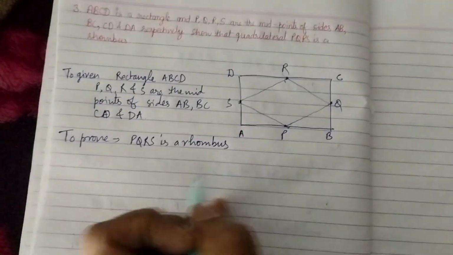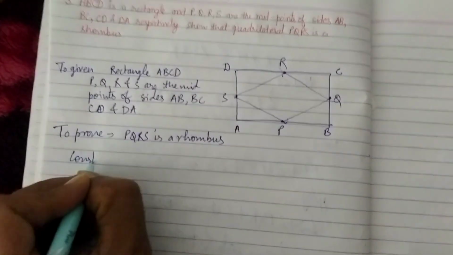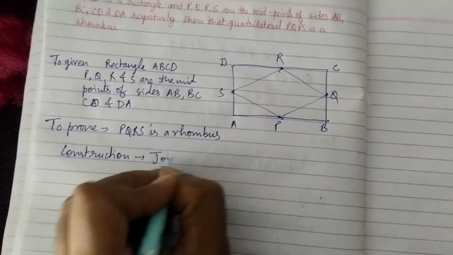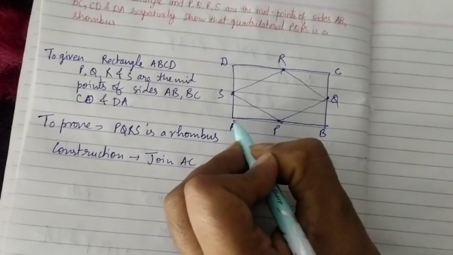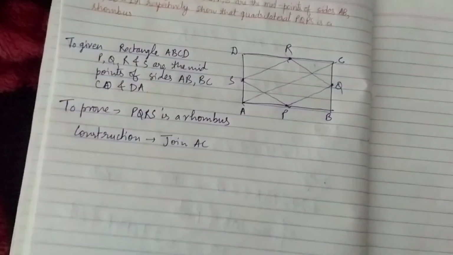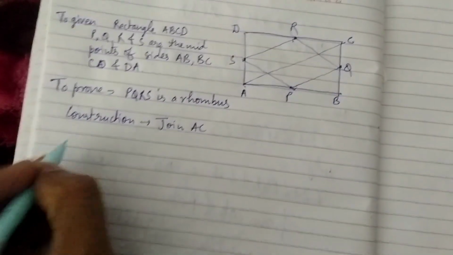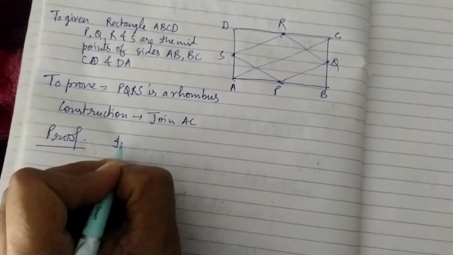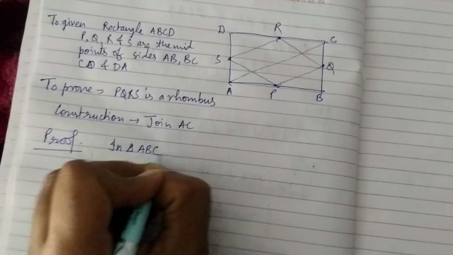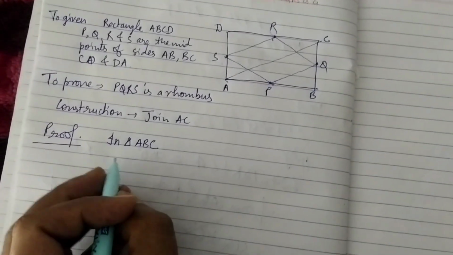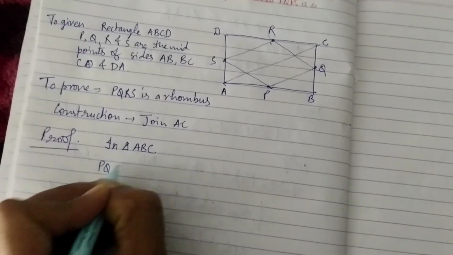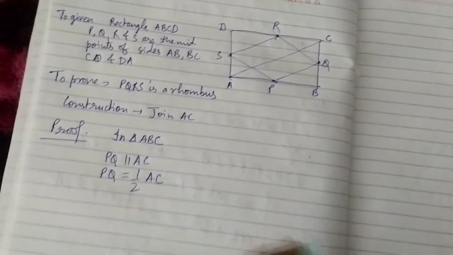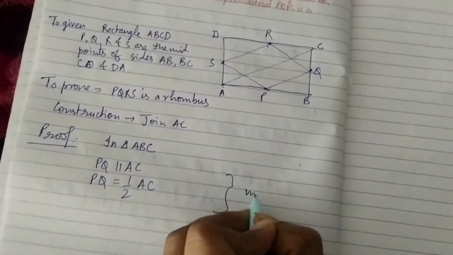And construction. We'll do a construction. Join AC. You will join AC. Okay. Now proof. What will you do? In triangle ABC, PQ will be parallel to AC and PQ will be half of AC. Midpoint theorem.